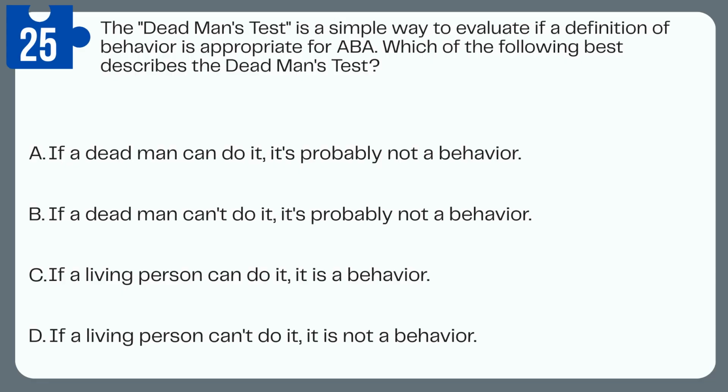Question 25. The dead man's test is a simple way to evaluate if a definition of behavior is appropriate for ABA. Which of the following best describes the dead man's test? A. If a dead man can do it, it's probably not a behavior. B. If a dead man can't do it, it's probably not a behavior. C. If a living person can do it, it is a behavior. D. If a living person can't do it, it is not a behavior.